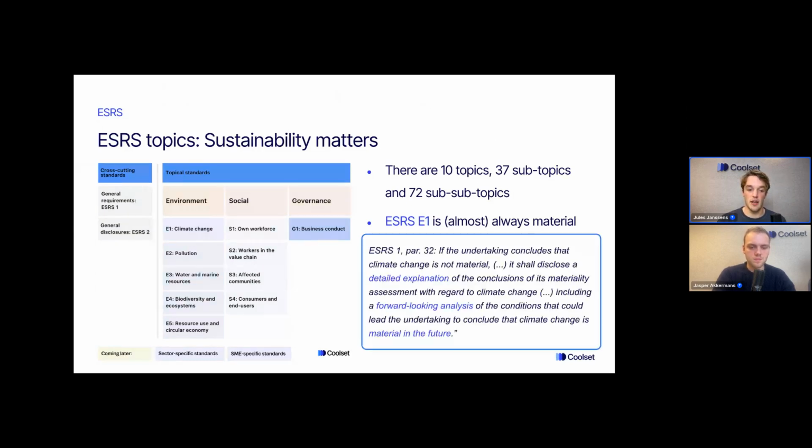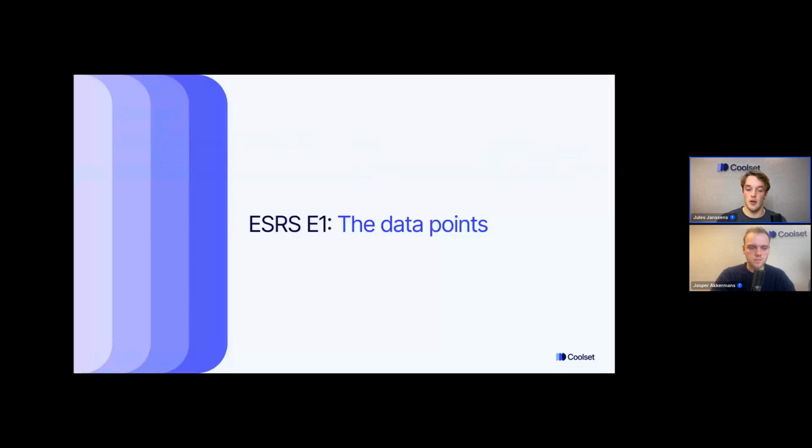Part that we can find in the general requirements is that if companies deem it not material, they should explain it with a detailed explanation of why this is not material, and will also provide a forward-looking analysis on whether climate change might be material in the future. So now I'll give the word to Jasper, who will guide you through the ESRS E1 data points.